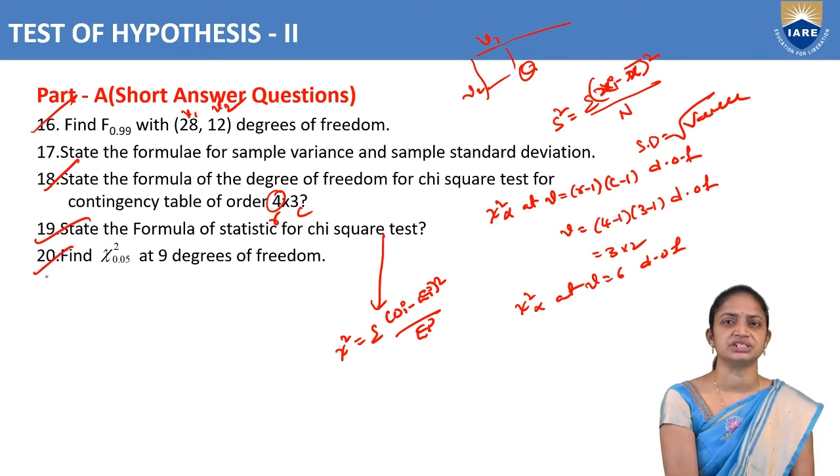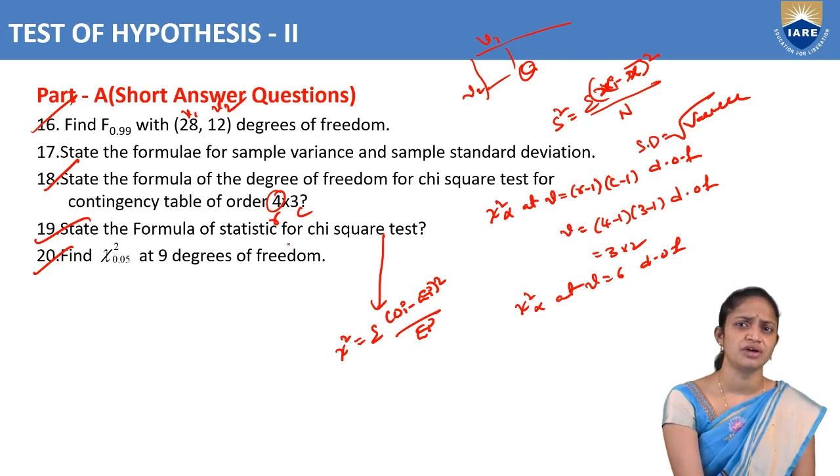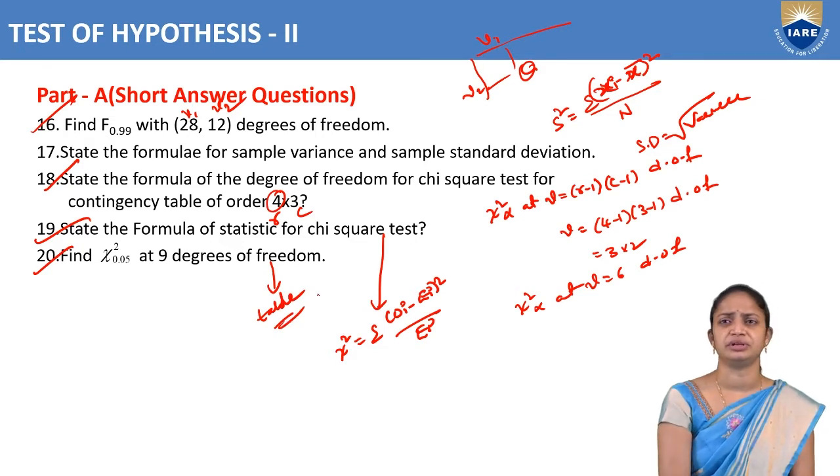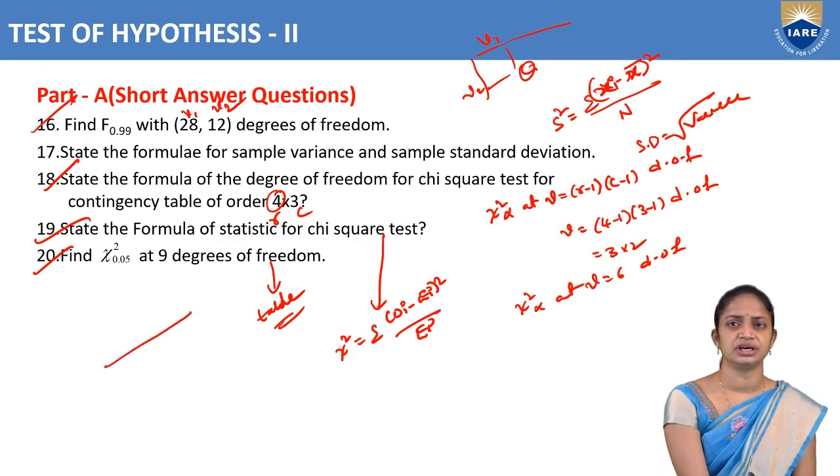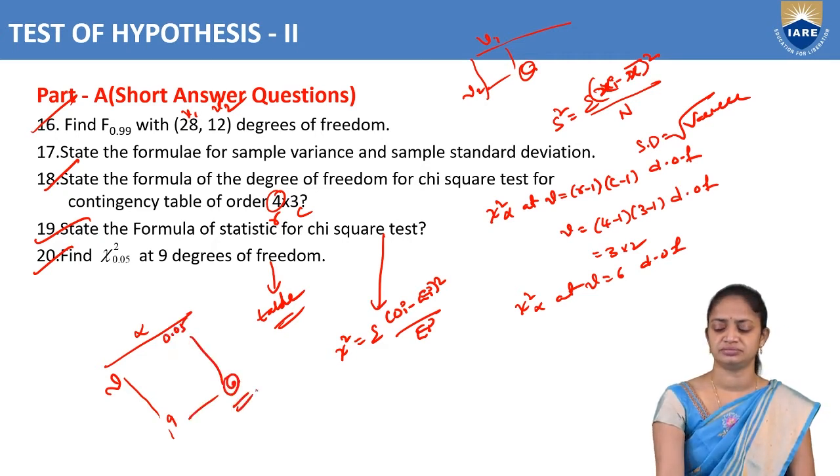So next, last question is find chi-square 0.05 at 9 degrees of freedom. We have to take this value from the chi-square distribution table. So here all alpha values are there and here we have nu values. So at 9, we have to take alpha value 0.05. We have to take this value from the table.